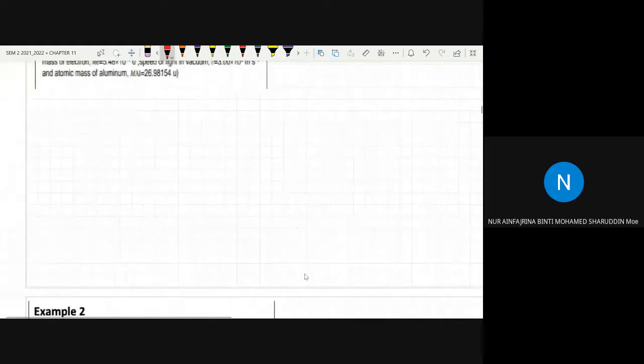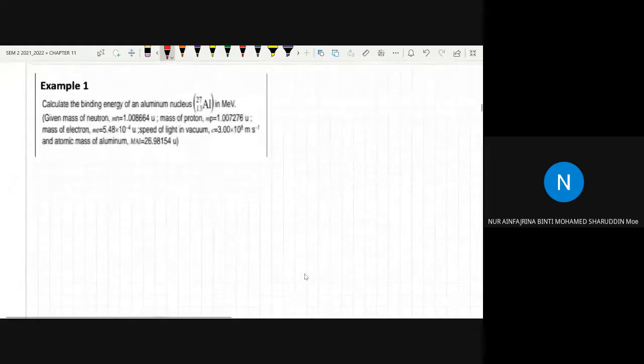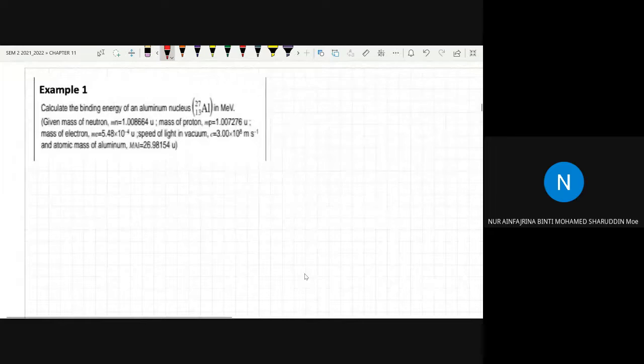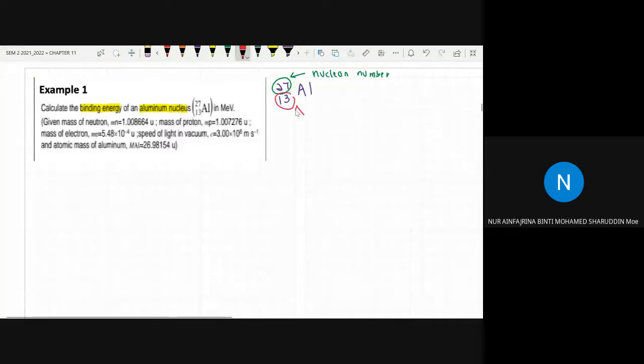Okay, this is very, very important. I'm going to teach you how we tackle this kind of question step by step. The first part, highlight: calculate the binding energy of an aluminium nucleus. So our atom is aluminium, 27 13 Al. My question, 27 is what number? Nucleon number. Okay, 13? Proton number. Very good.